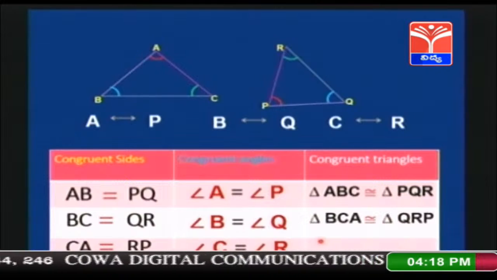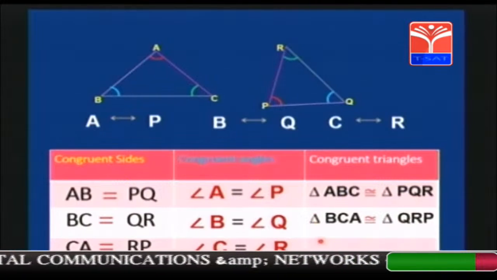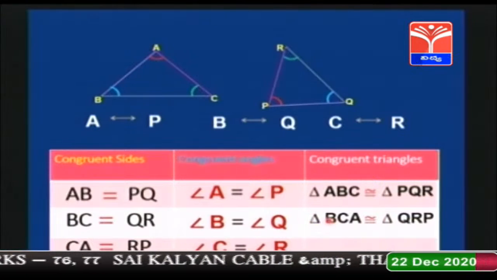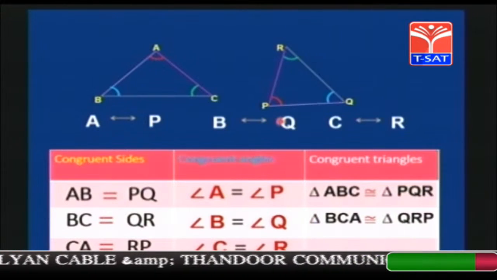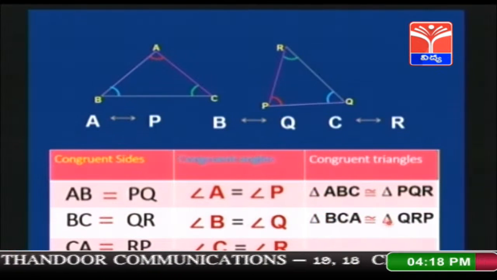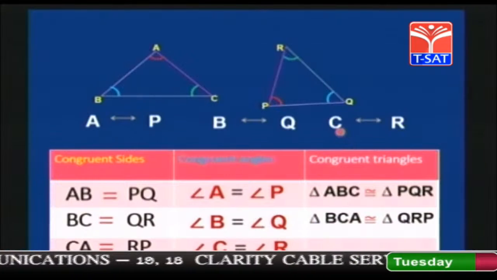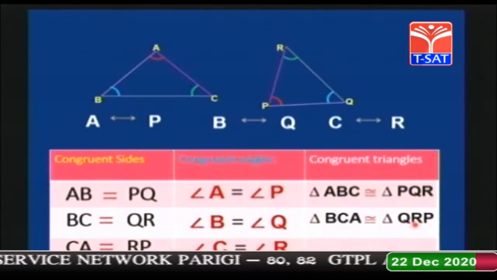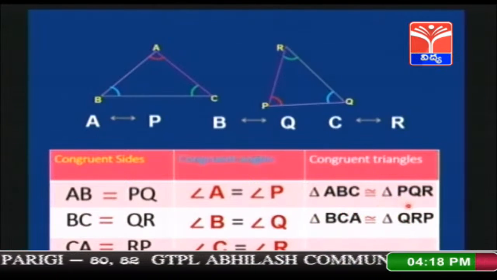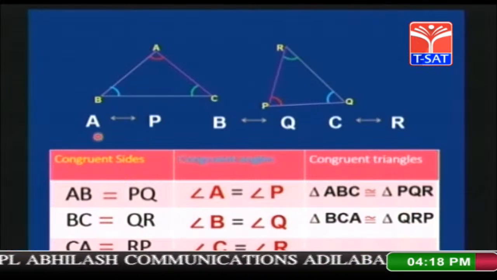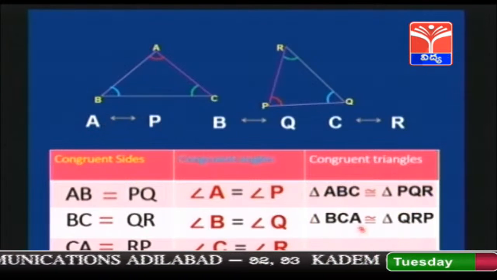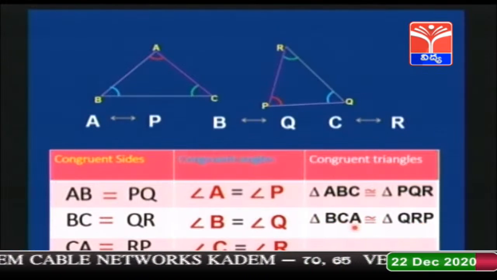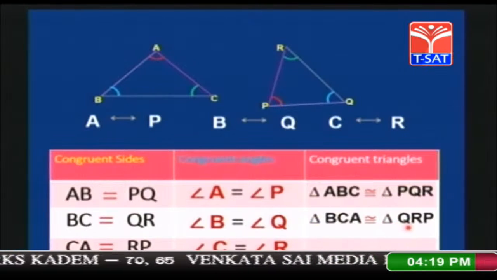Now see, here the triangle BCA is congruent to triangle QRP. Children, observe here, B corresponds to Q. So here the first letter is B and here the first letter is Q. Next, C corresponds to R. So here the second letter is C and here also the second letter is R, because there is a one-to-one correspondence between C and R. Next, A corresponds to P. So here the third letter is A and here the third letter is P. So triangle BCA is congruent to triangle QRP.